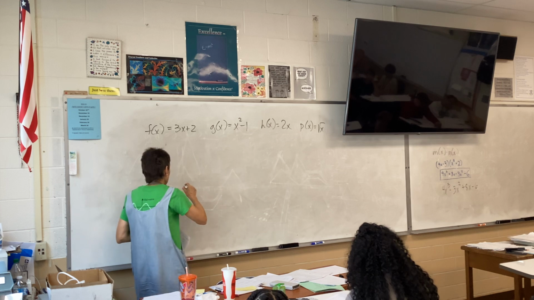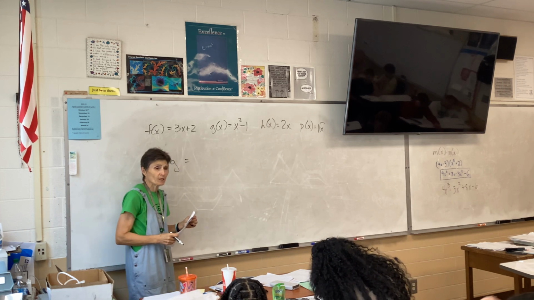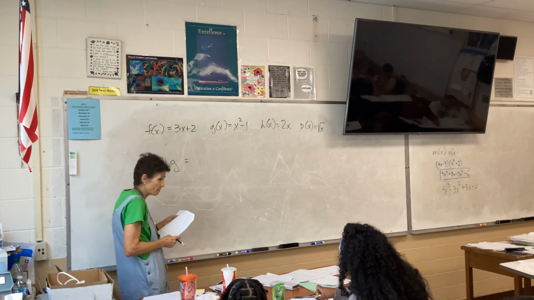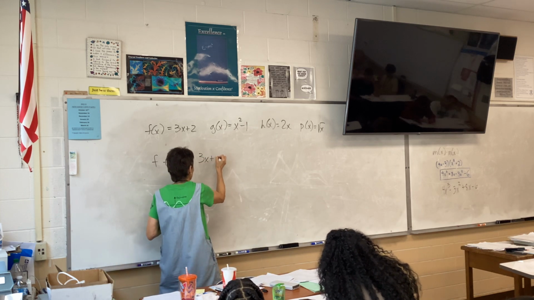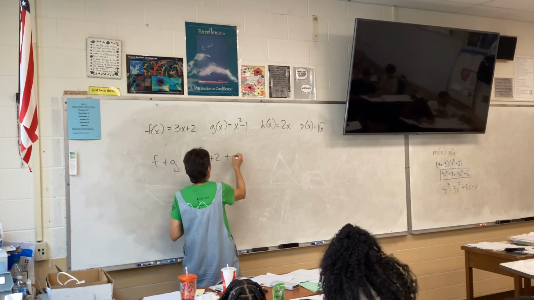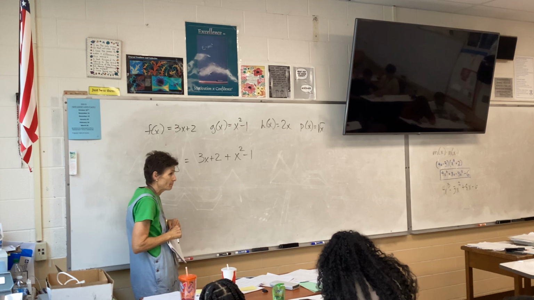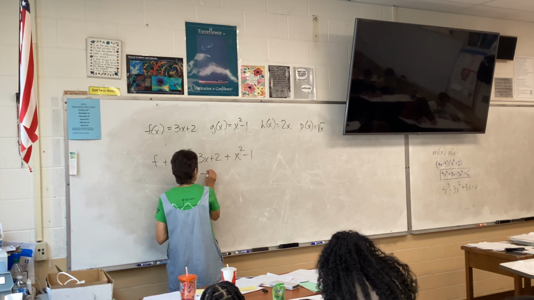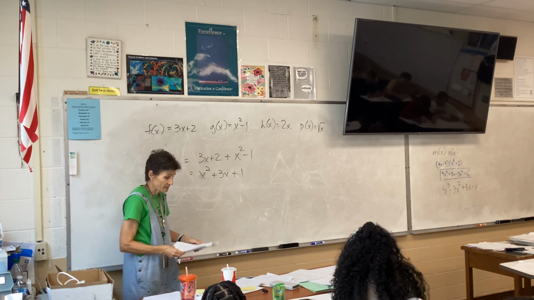So, question A says add the F function and the G function. This should not be confusing. The F function is 3x plus 2, and the G function is x squared minus 1, and I'm simply going to add them. So my answer is going to be x squared plus 3x plus 1, if I collect right terms and put things in descending order.